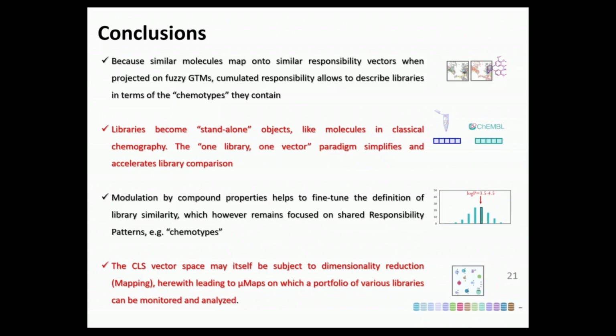Finally, we saw that these vectors can be modulated by compound properties, so you can play around a little bit in response to the peculiar needs of every project. And last but not least, this vector space can itself be subjected to mapping in a meta map where libraries will be depicted by their meta responsibility patterns, yielding analyzable maps that can give an overview to the managers in screening projects.